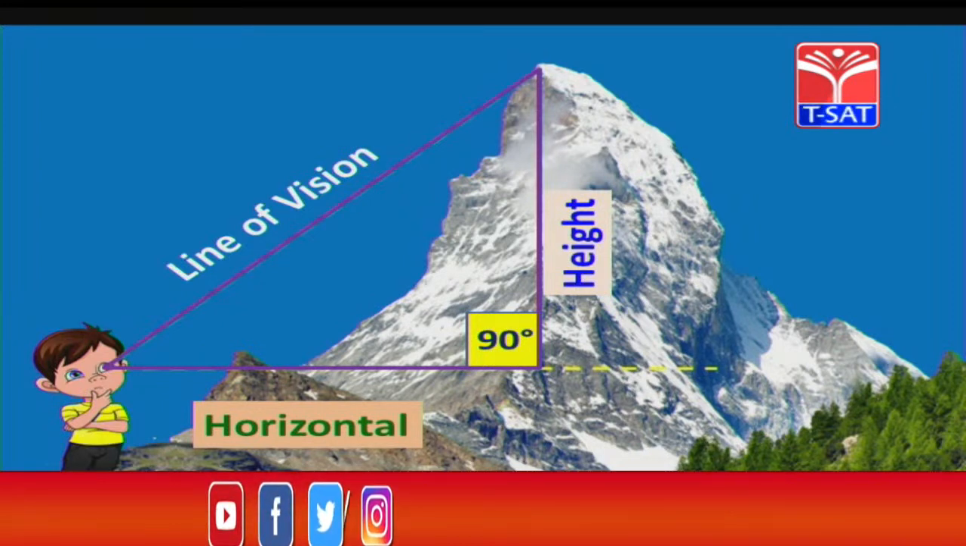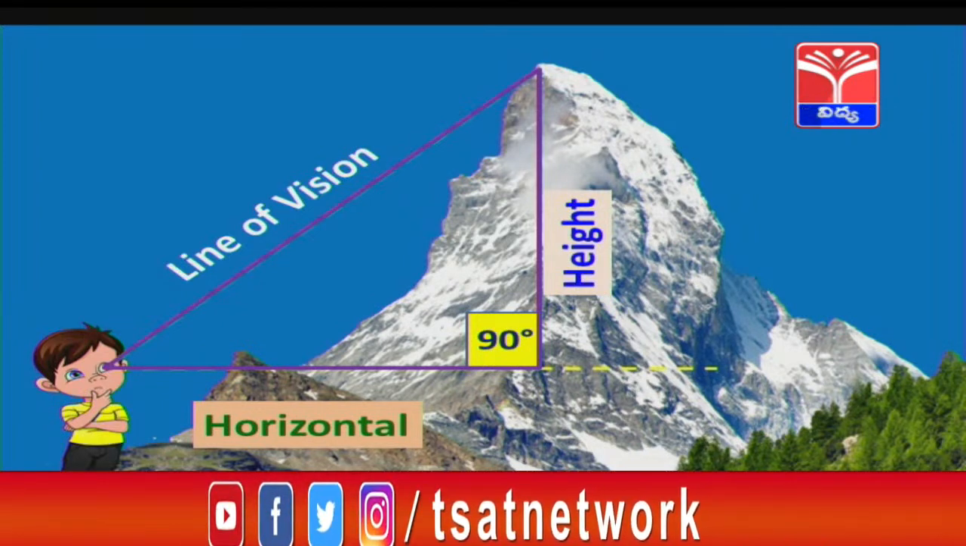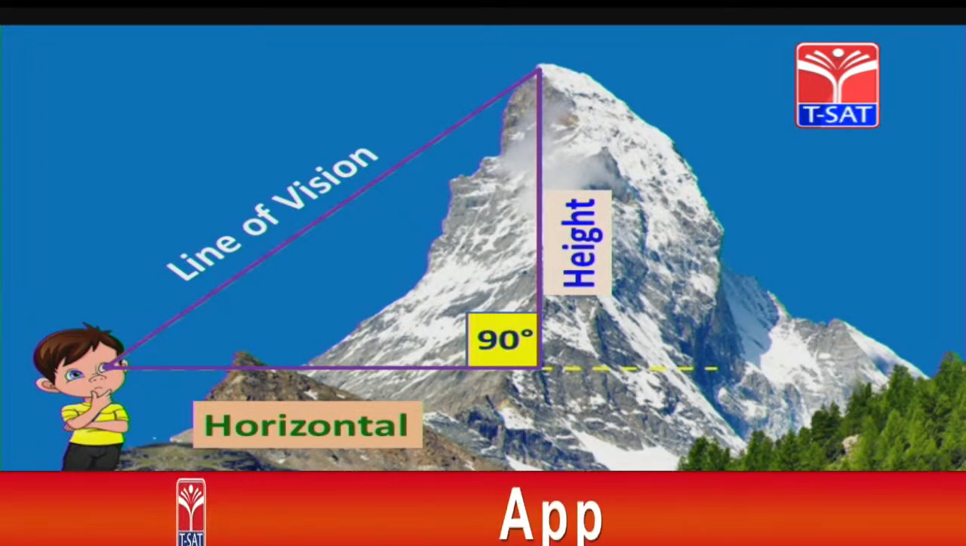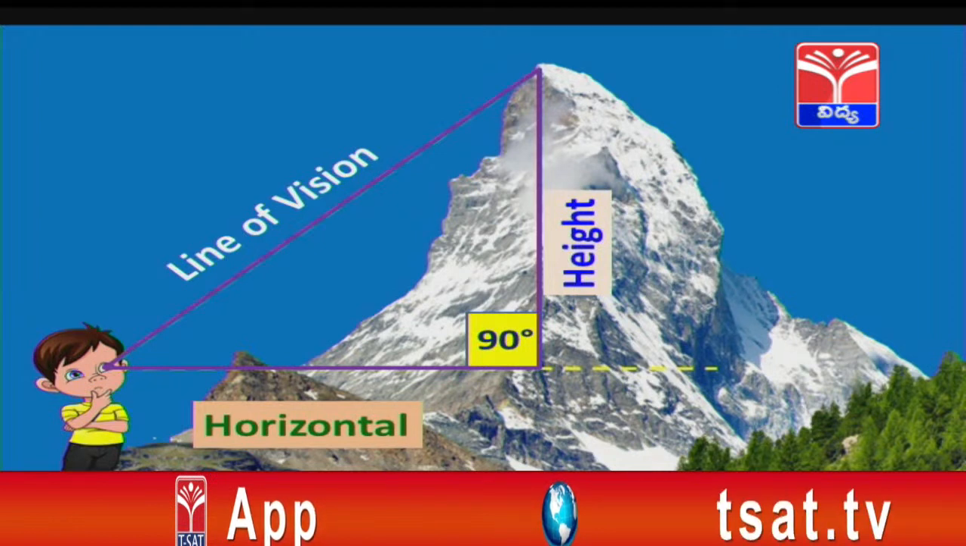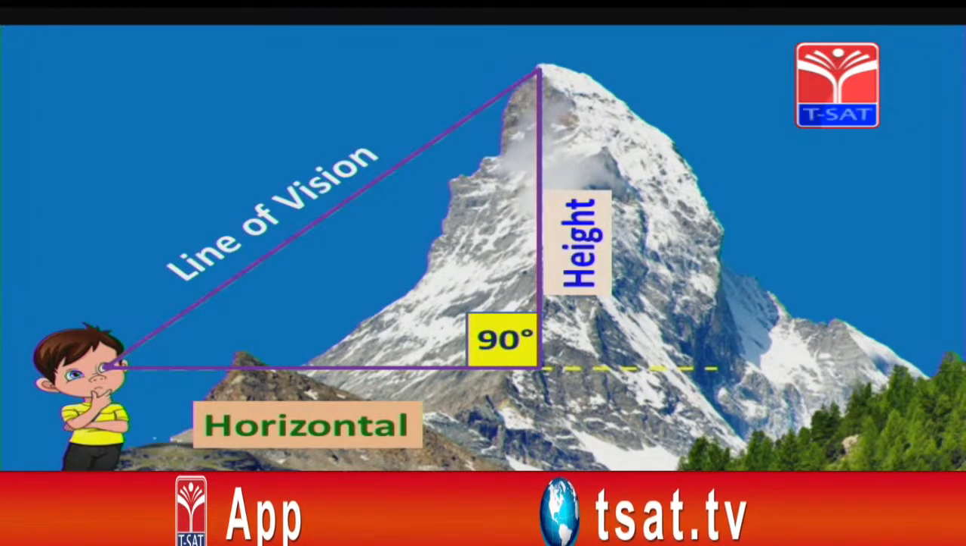Therefore, the triangle formed by the three lines, that is the horizontal line, the height or vertical line, and the line of vision, you are going to see that a right triangle is formed.